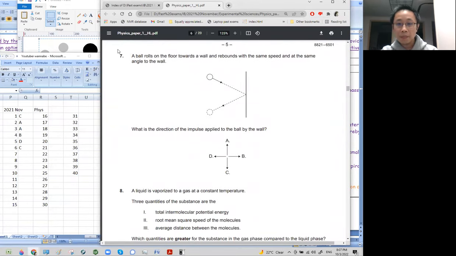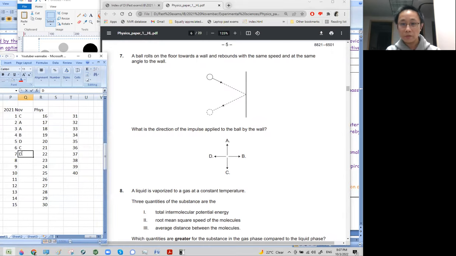Question D. Well, that's interesting. A ball rolls on the floor towards the wall and rebounds with the same speed. So this is like a bird's eye view, and the direction of impulse applied to the wall by the ball. So it appears that the horizontal velocity has changed, but the up-down speed has not changed. So I'm pretty sure the impulse should just be B. And I'll just draw the vector diagram. If this is the V initial, and this is the final velocity, so therefore this has to be the change.